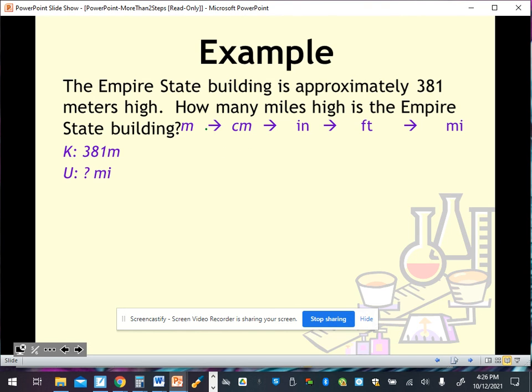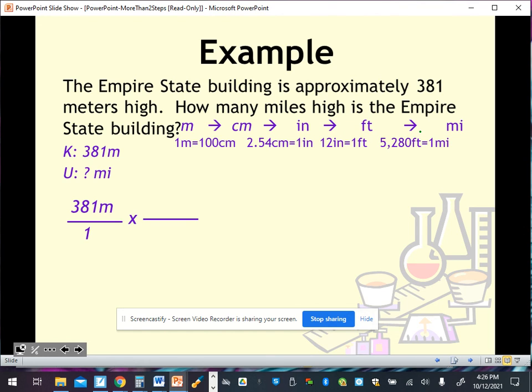So one little trick here: every one of these arrows that you drew is essentially going to be a multiplication in your work, as you multiply across. So I start off the same. What am I given? 381 meters. Those are just the conversions underneath there. 381 meters is what I'm given, over 1, times.